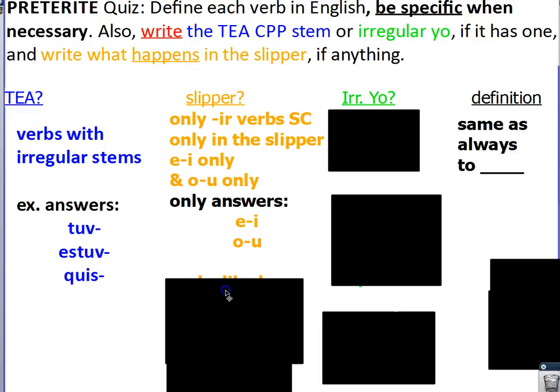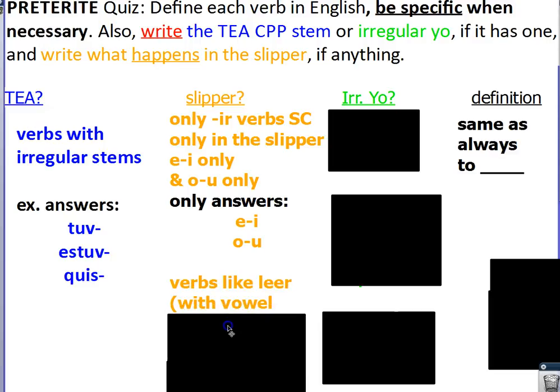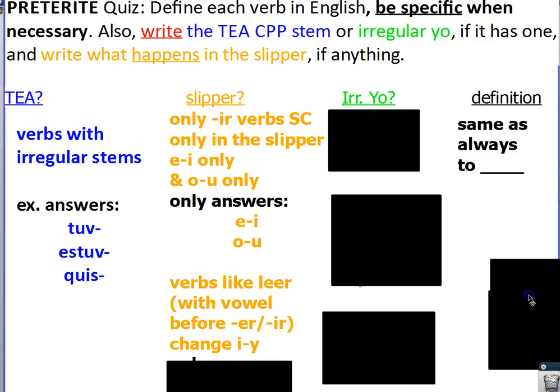But we do have one other thing that happens to the slipper in the preterite. Verbs like leer, which means they have a vowel directly before the infinitive ending, so the letter E before ER, something special happens to them. They change I to Y in the slipper, so the answer for leer is I to Y.